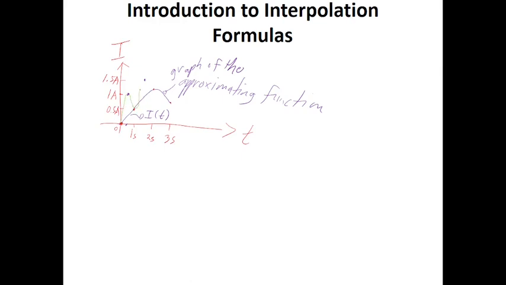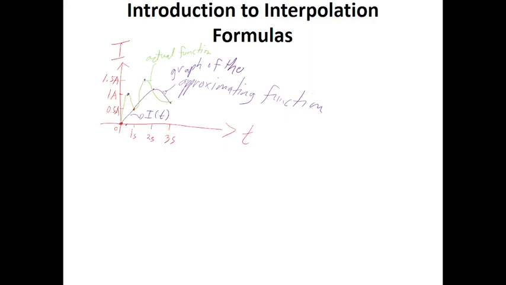The actual function graph may look like this. There, no? That is a possibility because you did not consider all of the time in this axis, from time 0 to time 3 seconds. So for example, this is your actual function. That's your actual function.